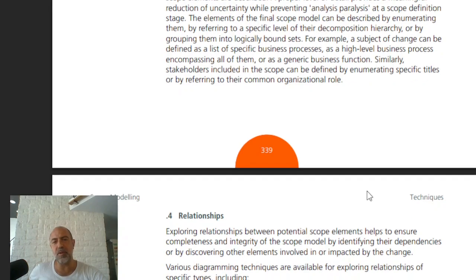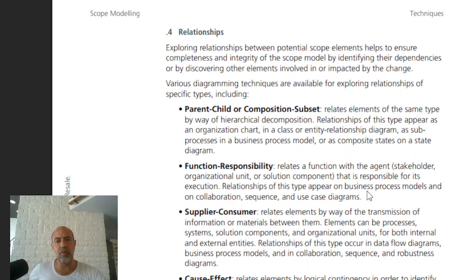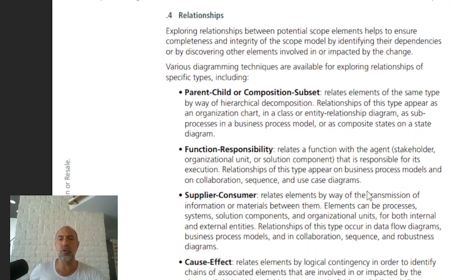A subject of change can be defined as a list of specific business processes, a high-level business process encompassing all of them, or a generic business function, similarly stakeholders included in the scope. So you can also split it into different big parts and small parts for different kinds of stakeholders, which adds layers to your detailing, correct? For relationships, exploring relationships between potential scope elements helps ensure completeness and integrity of the scope model by identifying their dependencies, or by discovering other elements involved or impacted by the change.